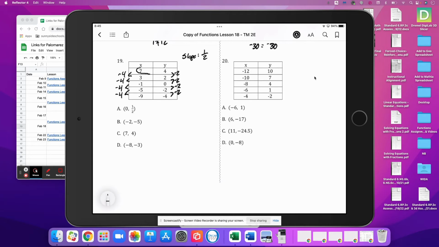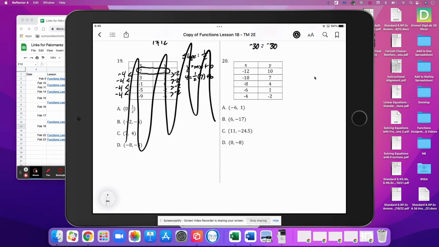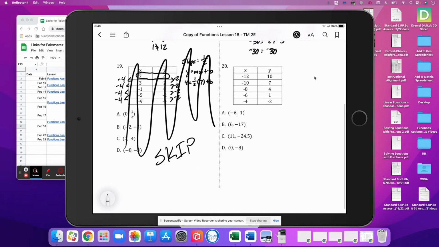So I think the easiest way to do it is just going to be to pick an x and a y value and solve our equation for b. So if we do y equals mx plus b, our y value would be 4. Slope is 1/2 times 7 plus b. And I think we're going to end up with a y-intercept that's a decimal. So you know what we're going to do, everyone? We are going to skip number 19.